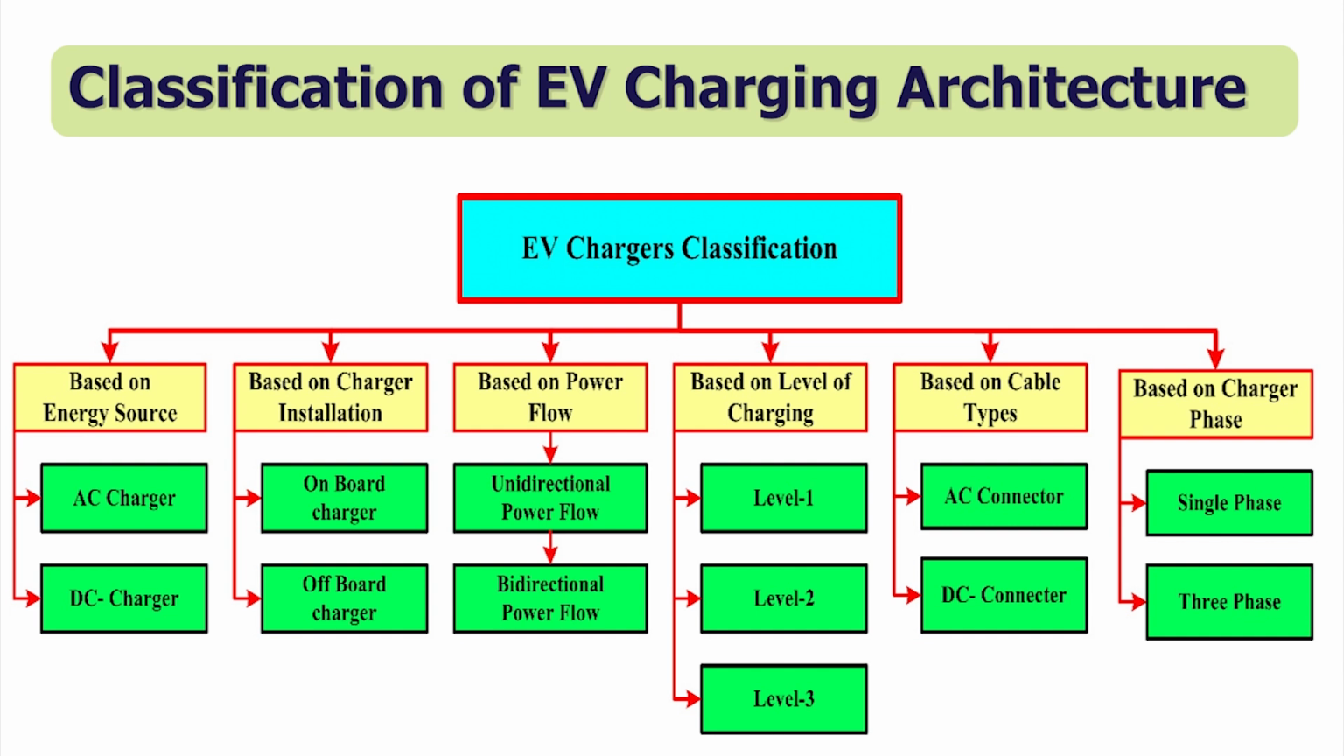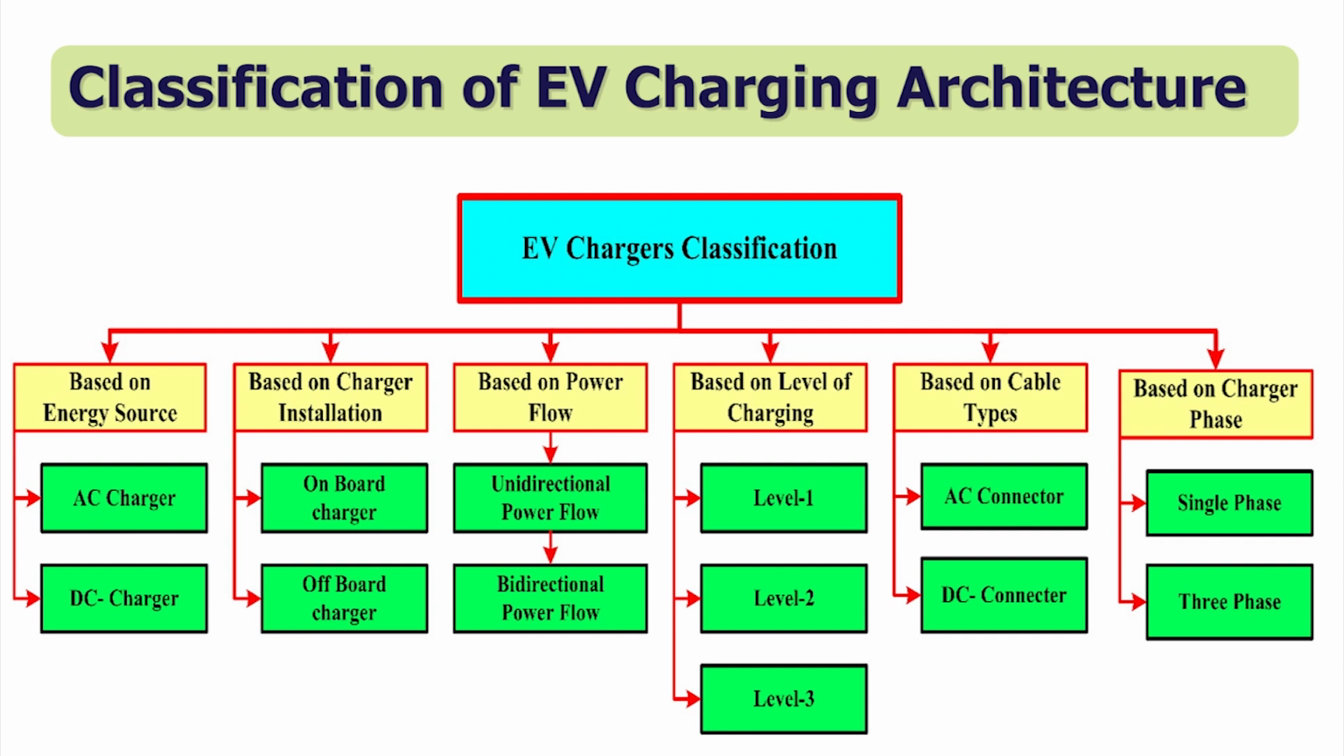So, this way, based on energy source, charging installation, power flow, level of charging, cable type, and charger phases, either single phase or 3 phase, these EV charger classifications have been done. Based on power flow, unidirectional power, bidirectional power, that is a very interesting concept where we can get V2G and G2V, we will see in coming slides.